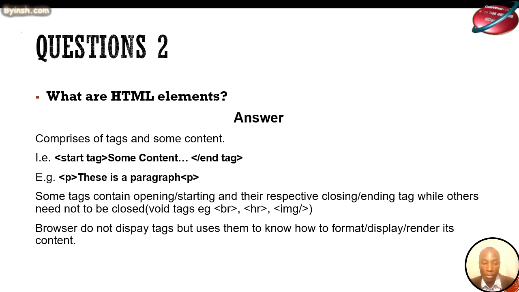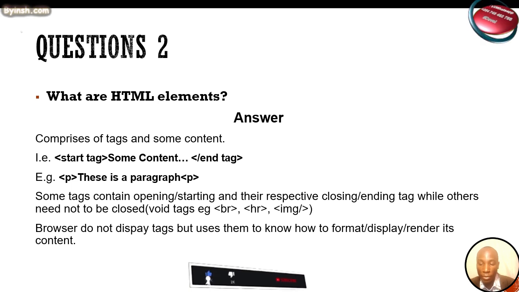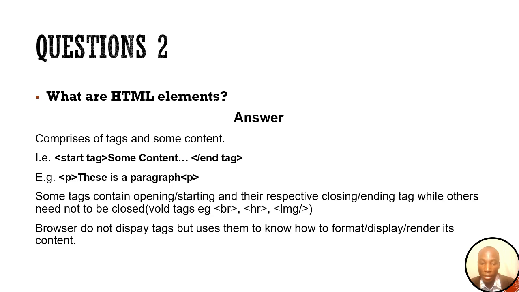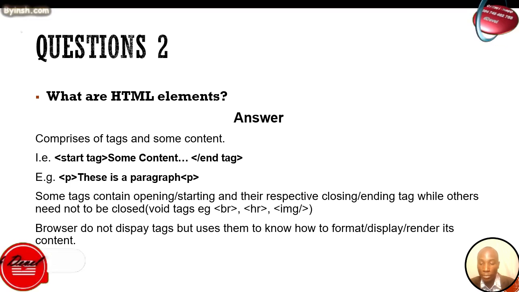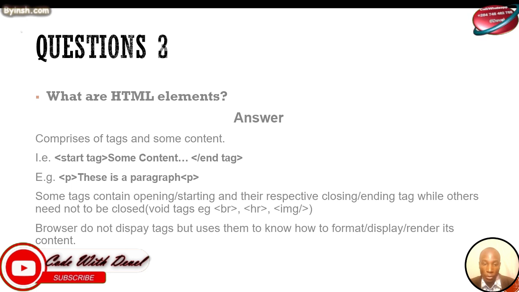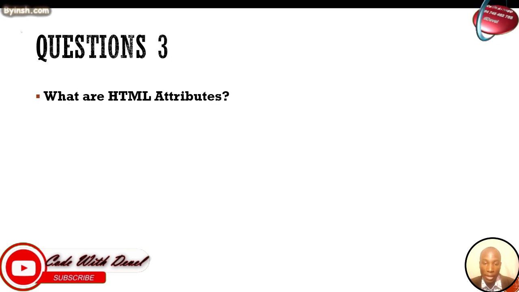in the browser. Some tags contain opening or starting and their respective closing or ending tag, while others need not be closed. They are also called void tags. Such examples of tags are br for break, hr for horizontal rule, images, and so on. You have noticed that browsers do not display tags, but they use them to know how to format or render their content.